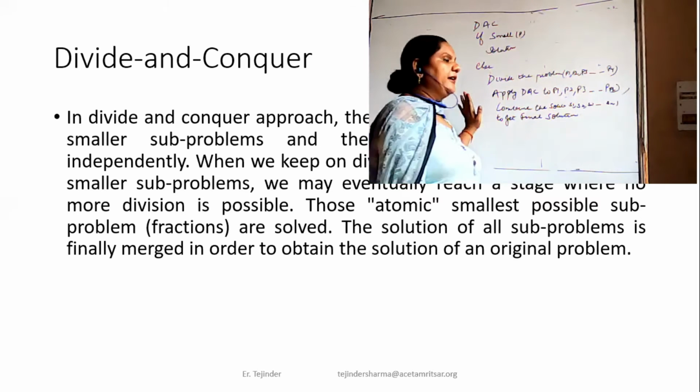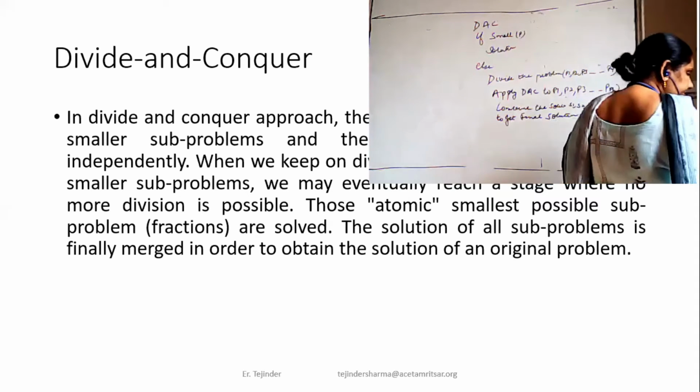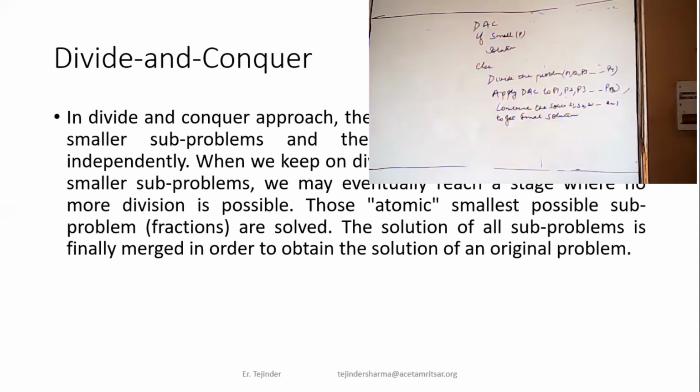So this is what divide and conquer says. That means recursion is part of divide and conquer, and it is used to solve the problem recursively and get its solution. And finally, all the solutions are combined to get the final solution. Divide means dividing the problem, conquer means finding the solution, combine means combining all the sub-solutions to get the final solution.